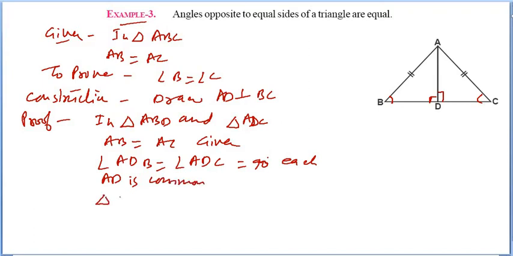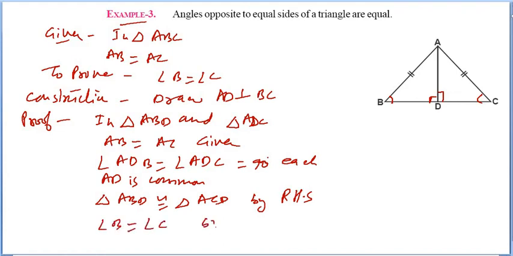That means triangle ABD is congruent to triangle ACD. By which rule? By RHS, because it is a right triangle and there is also a hypotenuse. So that's why it is congruent. So angle B is equal to angle C, by CPCT, the corresponding parts of congruent triangles.